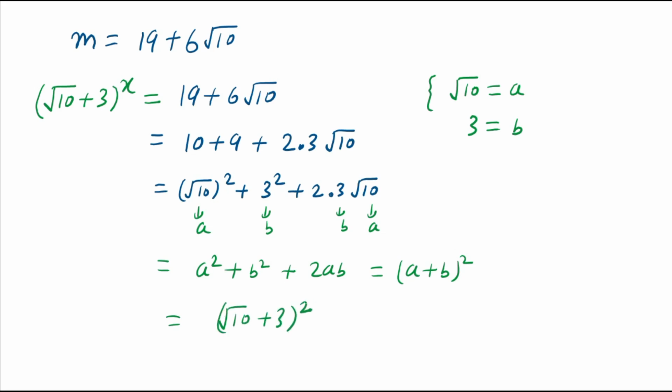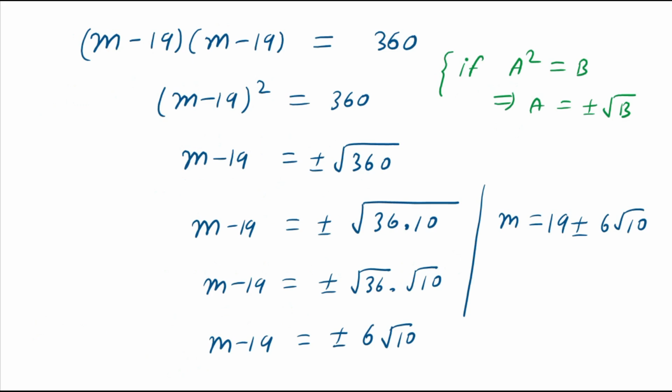Now look carefully at the left hand side. On the left hand side we have (square root of 10 plus 3) to the power x. Looking at the left hand side and the right hand side, the base is the same, so we can say the power is also the same, so the value of x is equal to 2. This is our first solution. Let's say this is x1, the value of x1 is 2.